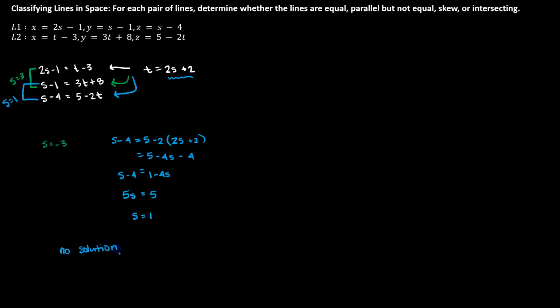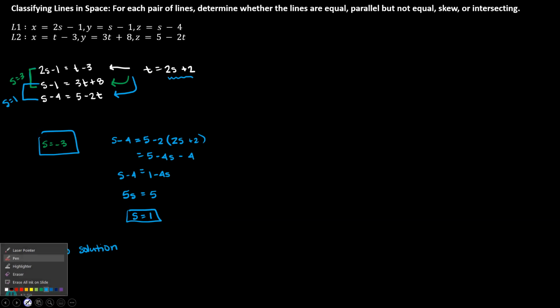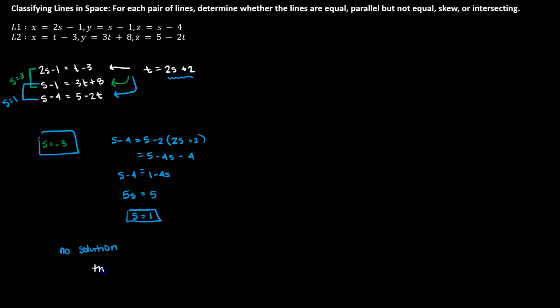The system has no solution because we got two separate answers for s, and we're only allowed to have one answer for s, one answer for t. So this system has no solution, which means these lines never intersect. They don't have any points in common.